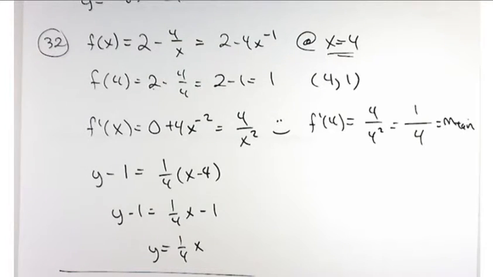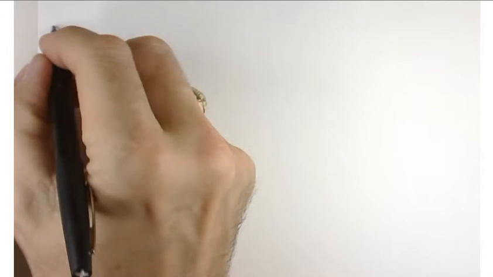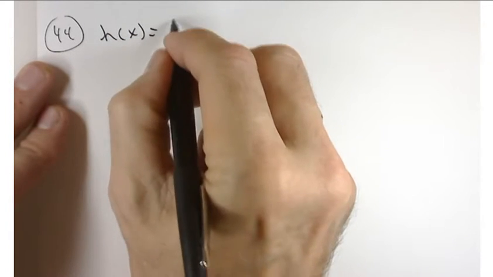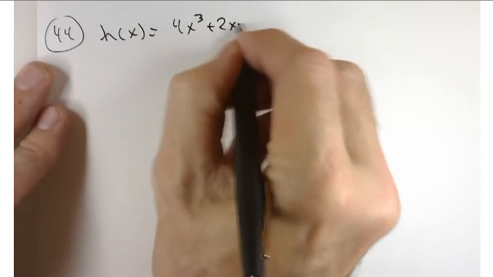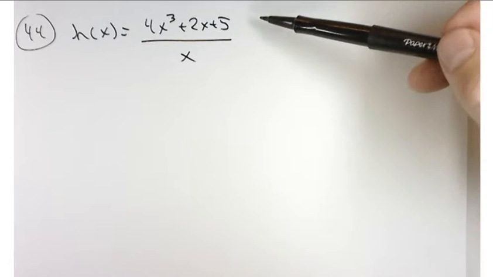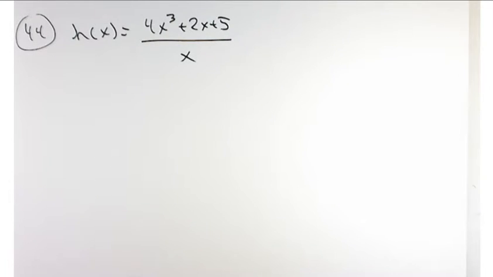We're going to spend a little more time practicing with the derivative calculation itself. And that's going to start first with problem number 44. So problem number 44. H of x is 4x cubed plus 2x plus 5 over x. Now I'd be happy to tell you that you could find the derivative of the numerator and divide it by the derivative of the denominator and be all done. But I can't. Can't do that. It just doesn't work that way.